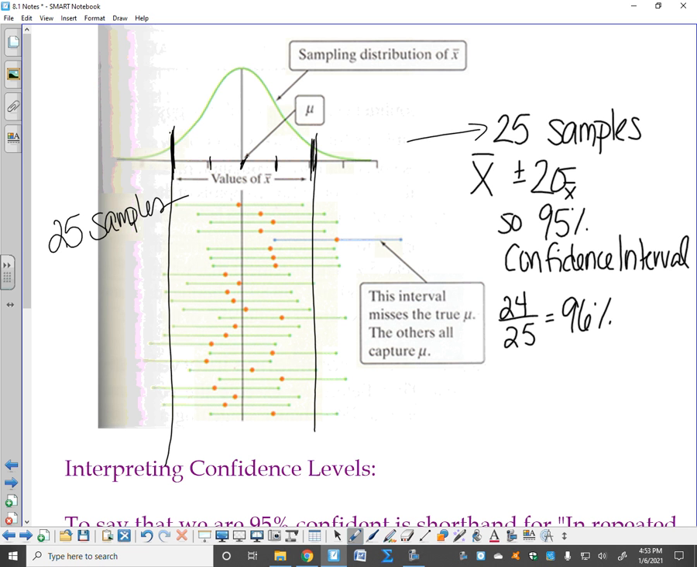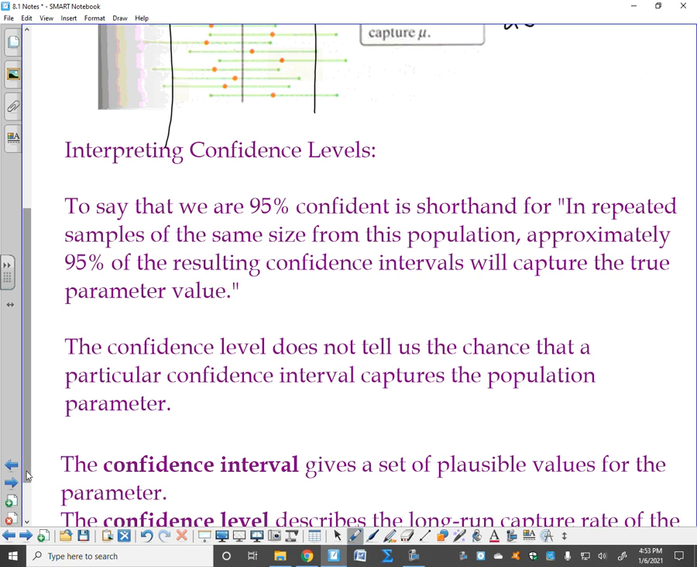So when I do this over and over again in repeated samples, I can be confident that I'm going to capture the true parameter 95% of the time. And in this case, it was actually 96. So that is a confidence level. There's a difference between a confidence interval and a confidence level. Okay, almost done, guys. Stay with me.